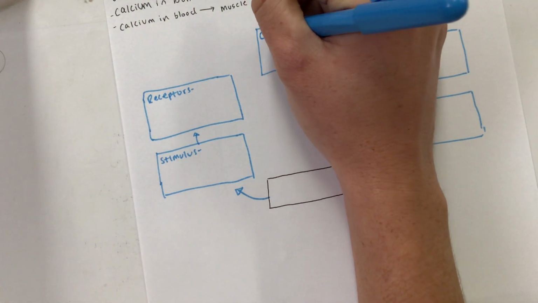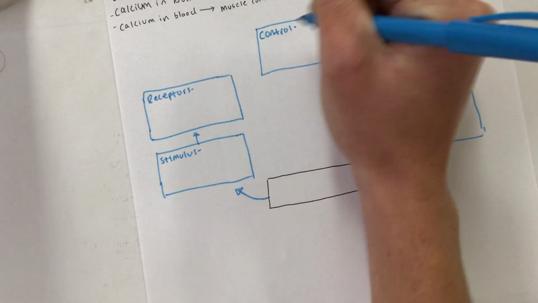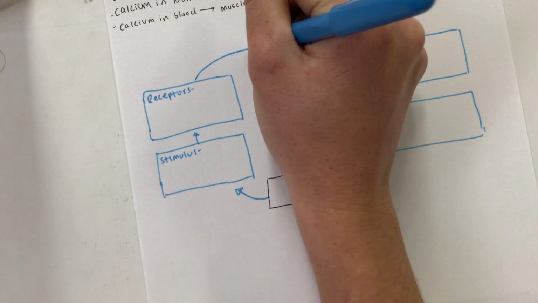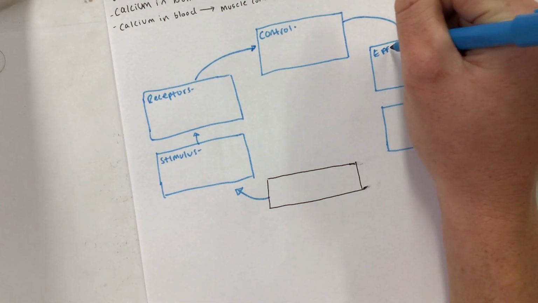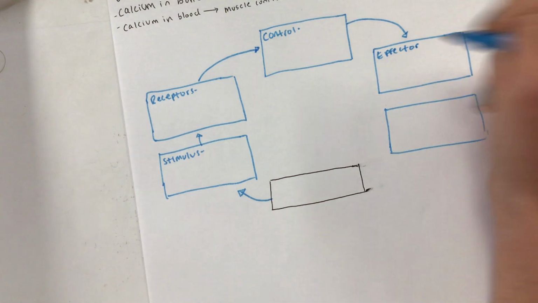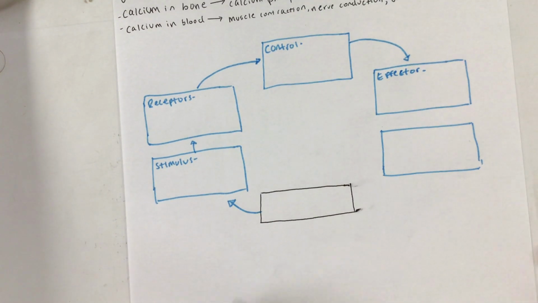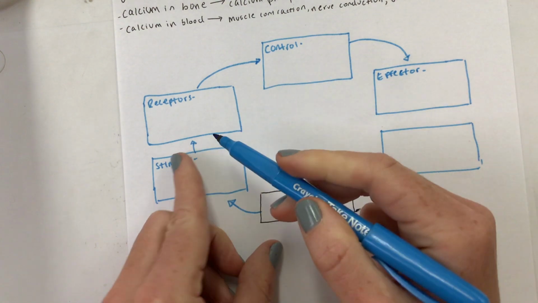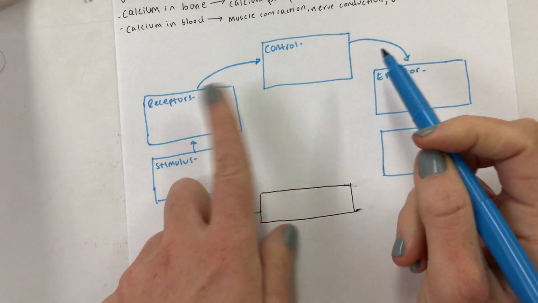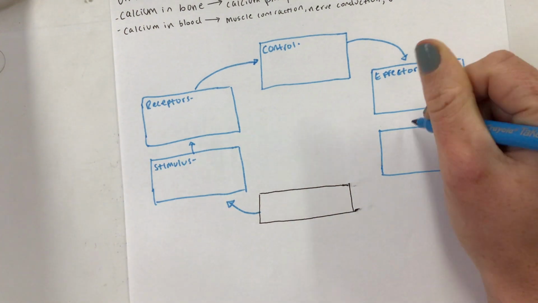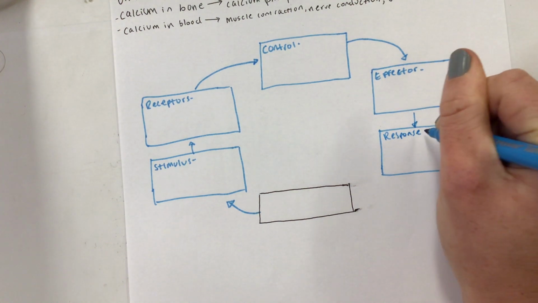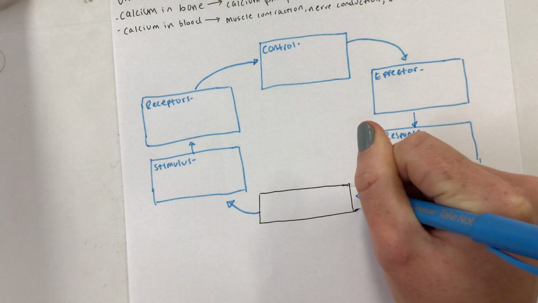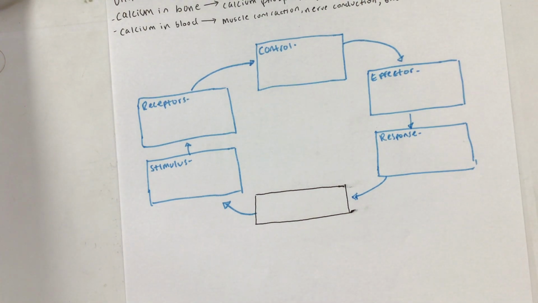Then we have a control center in a feedback loop, which is going to determine what actions to take. And it's going to tell the effector, another part of the body, to do a certain thing based on what it is being told. So this is like our decision maker. It gets information from the receptors, decides what to do, tells the effector to actually do that, and then we end up with our response, which is usually going to bring us right back to normal. And then we're going to do the same exact thing down the bottom. I'm just going to use a different color here.